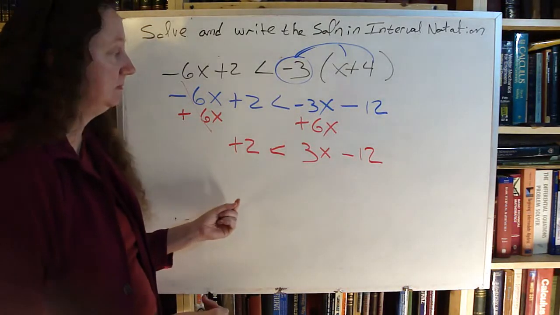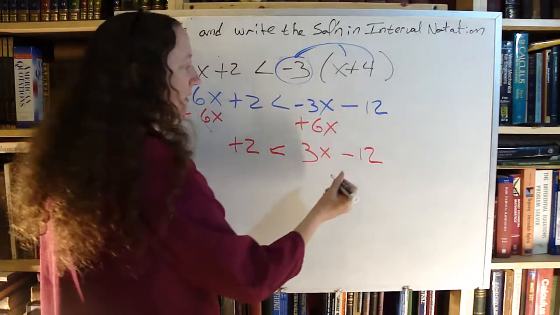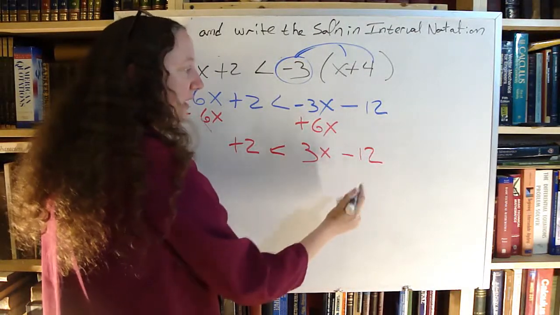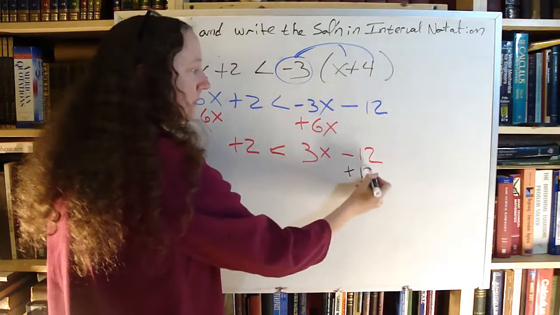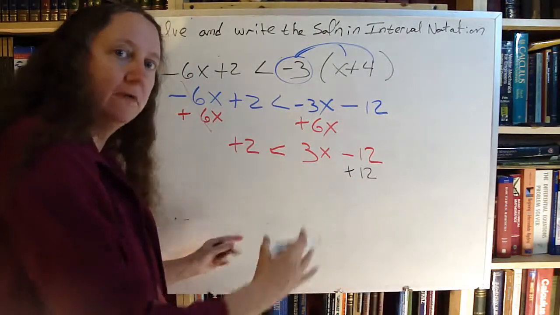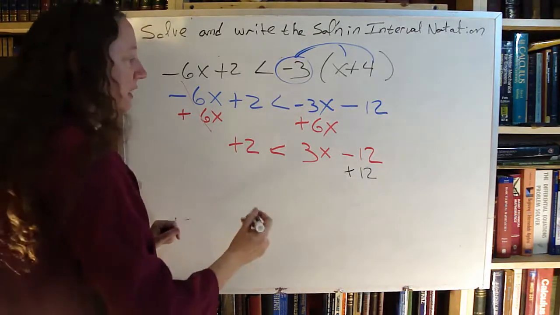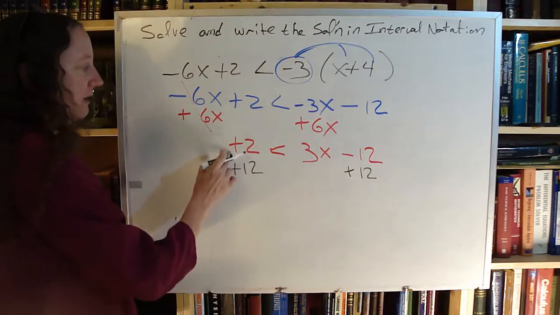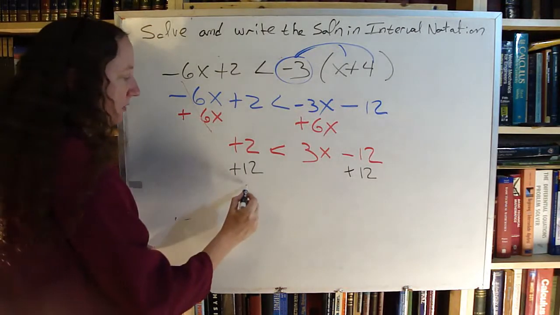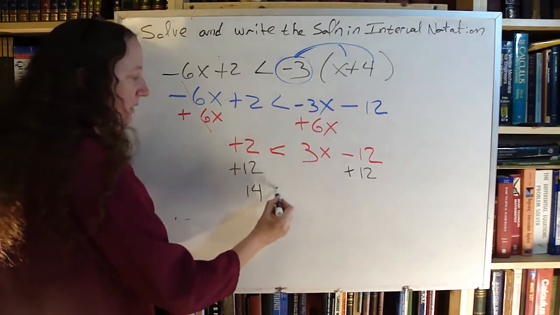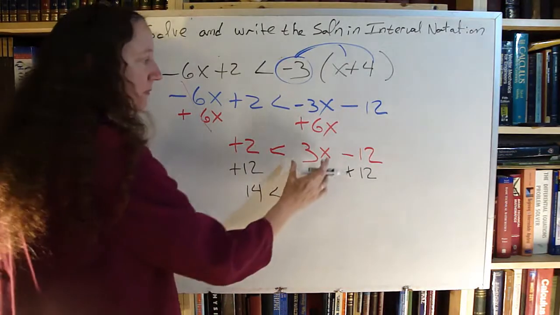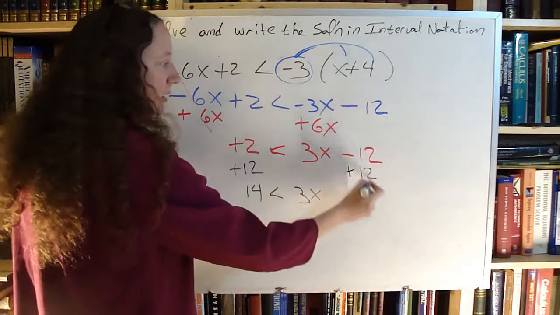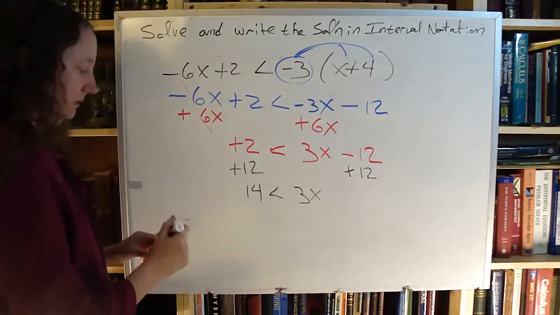Next step. X here. I need to get rid of my add subtract. I'm going backwards with my order of operations because I'm moving across the equal sign. So now I have 2 plus 12, I get 14. Keep my sign the same. Carry down my 3x. Minus 12 plus 12 canceled out.